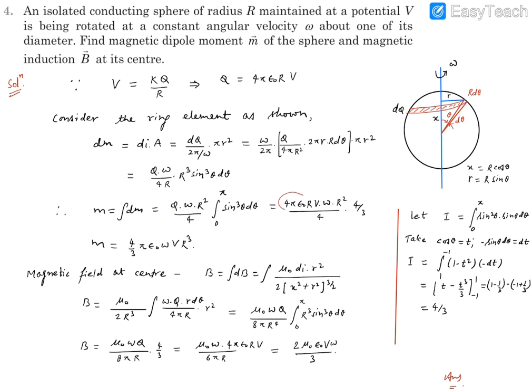So it's going to be 4 pi epsilon naught r into v, that is q, omega r square by 4 into 4 by 3. Once you simplify, you will find the 4 gets cancelled out, and 4 by 3 will still be there. So it's going to be 4 by 3 pi epsilon naught omega v r cube. This is the magnetic dipole moment's magnitude. If you are looking at it with direction, then this direction is going to be the direction of omega. So it will be the perfect answer in terms of a vector quantity.